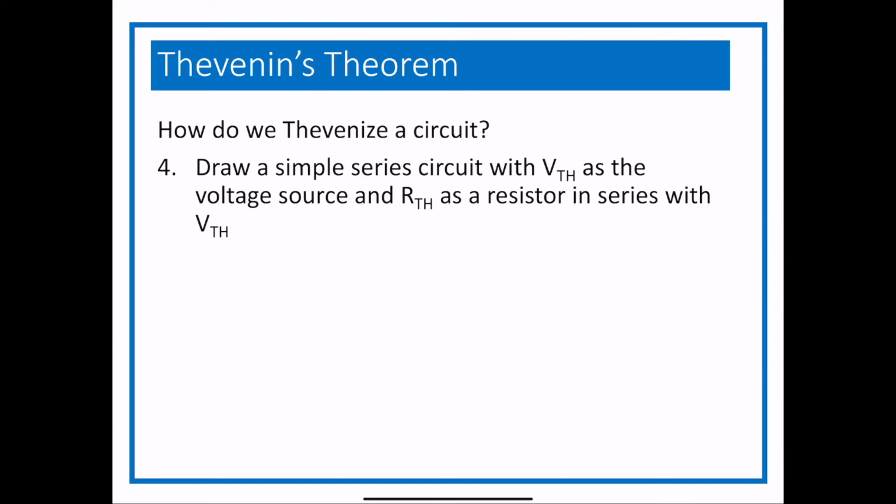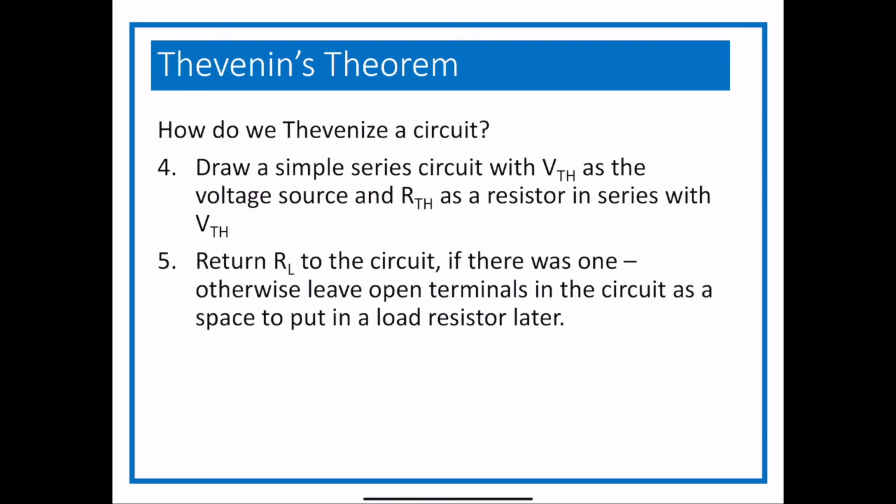Then, once we find that, we draw a simple series circuit with V Thevenin as the voltage source and R Thevenin as a resistor in series with V Thevenin. One thing to note, the Thevenin voltage is not ever the source voltage in a circuit. If you have a circuit and the Thevenin voltage ends up being the source voltage, then there was no point in Thevenizing the circuit to begin with. So when the circuit is redrawn, use the open circuit voltage that's found. Don't use something different. Then, after we draw the circuit, we return RL to the circuit if there was one, or if we took a whole chunk of circuit out, we put that back, and then hopefully the circuit is easier to analyze.